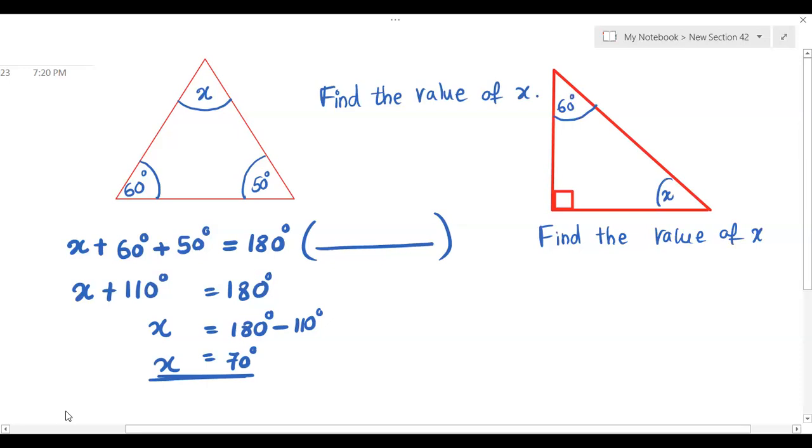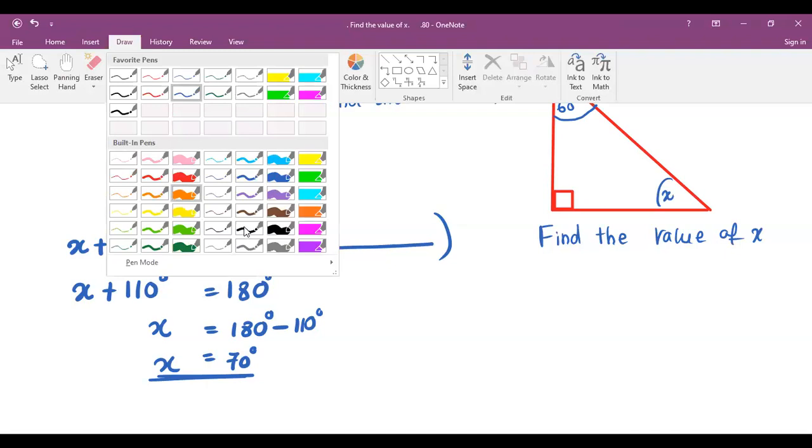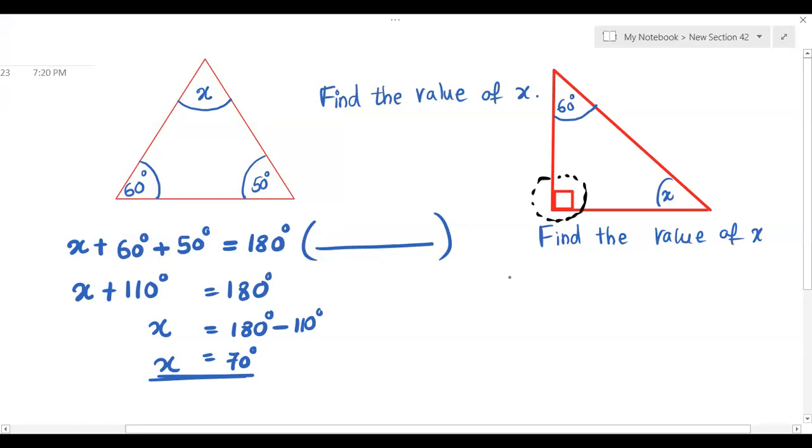Okay, in this case, it is also asked to find the missing number or the unknown term. Now in this case, you can see one angle is given by a symbol. What is the size of this angle? How do we identify? This denotes it is 90 degrees. Then x add 60 degrees add 90 degrees is equal to 180, because we know that the sum of the interior angles of a triangle equals 180.